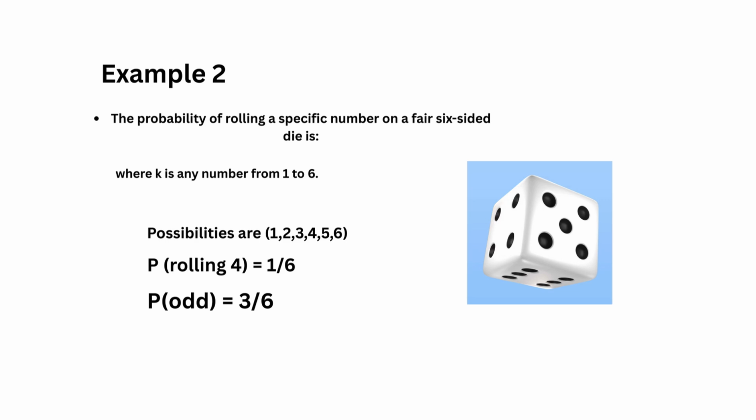Now, if we want the probability of rolling an odd number, we look at 1, 3, 5. There are three outcomes of the 6, so 3 by 6. So the probability of getting an odd number is 3 over 6, which simplifies to 1 and a half.